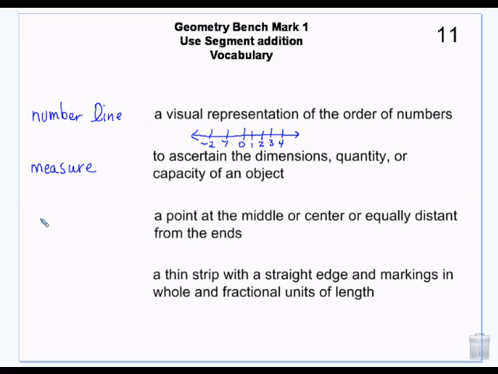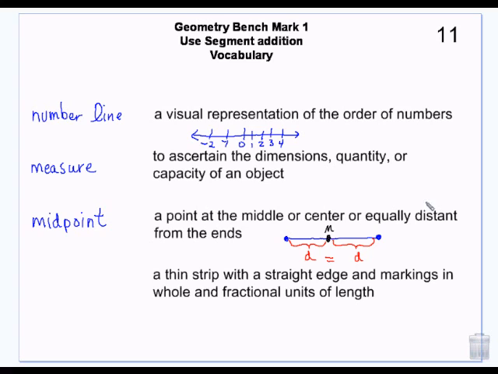Midpoint. This one you do want, though. Midpoint is a point at the middle or center. It has to be equally distant from both ends. So if I have a line segment and I have my midpoint, which I'm going to call M for midpoint, then that means that this distance here and this distance here are equal. So it's the halfway point.